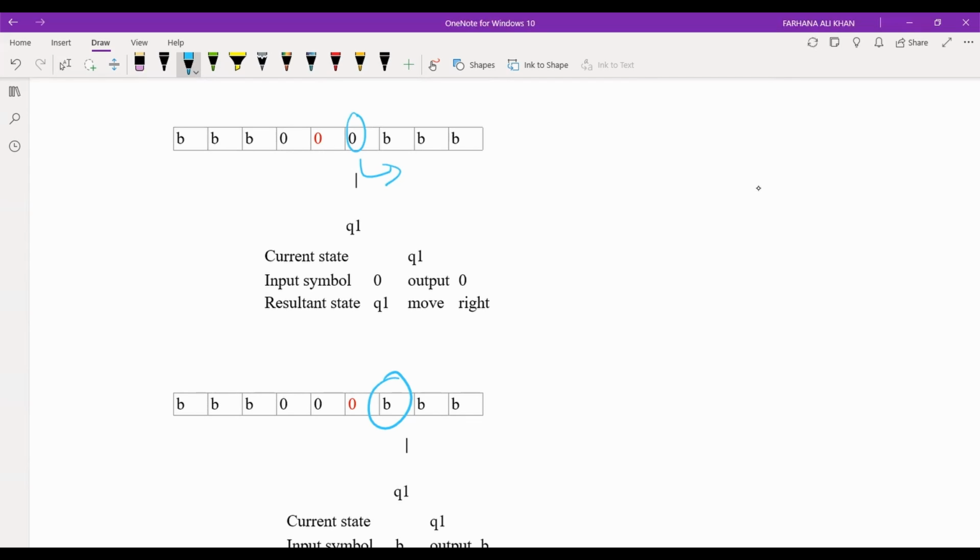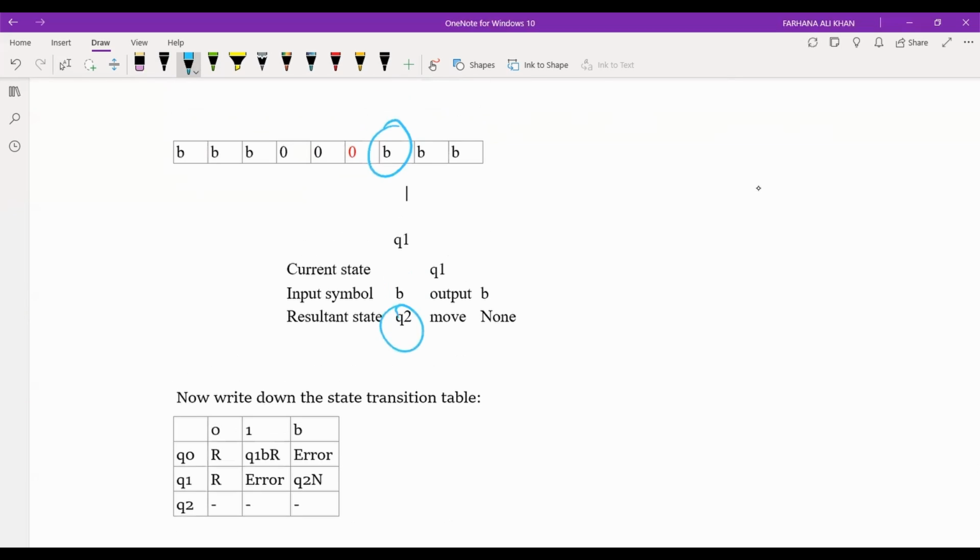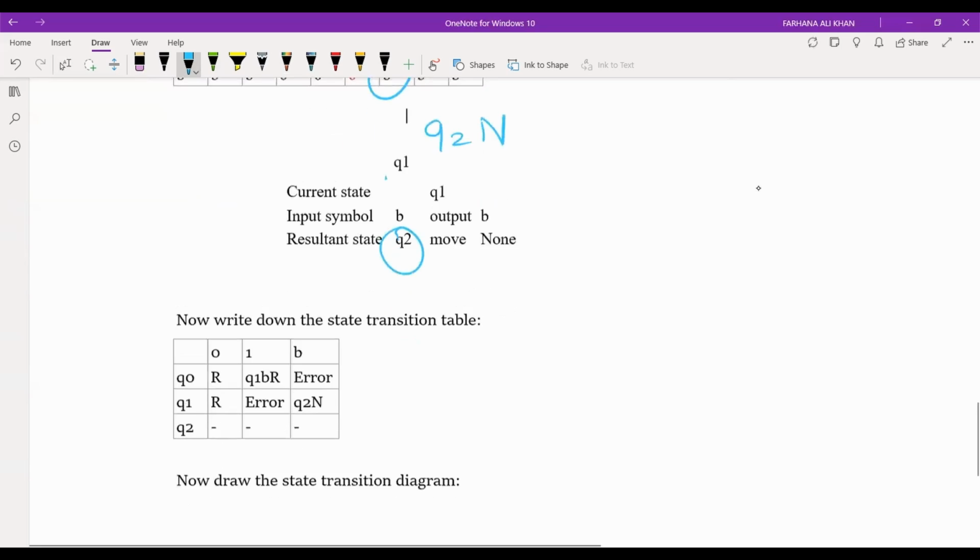Once we reach the end of the string without any second occurrence of 1, this is an accepted string. So we will stop here, and that is indicated by a new state called Q2. So Q1 with B will be Q2 with the halting position, or no movement.